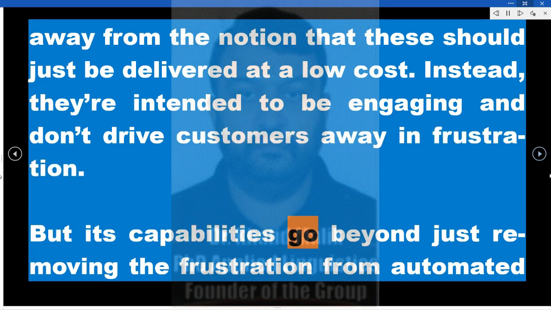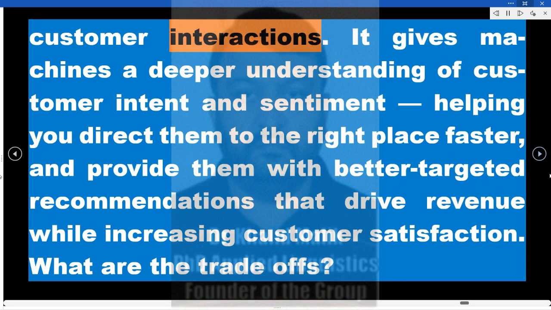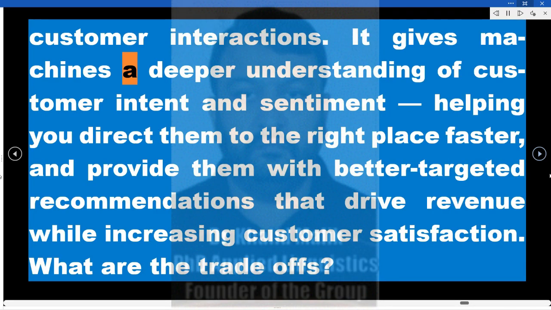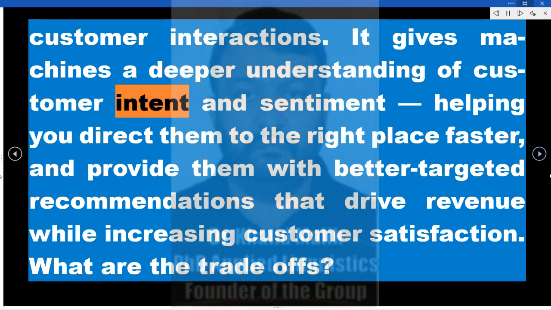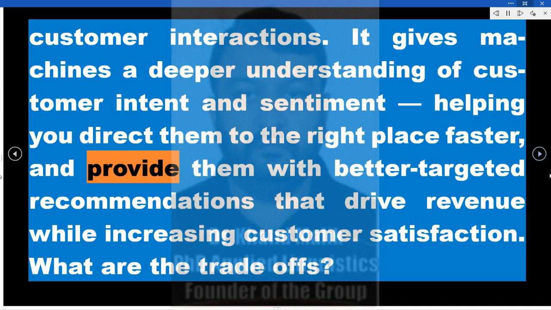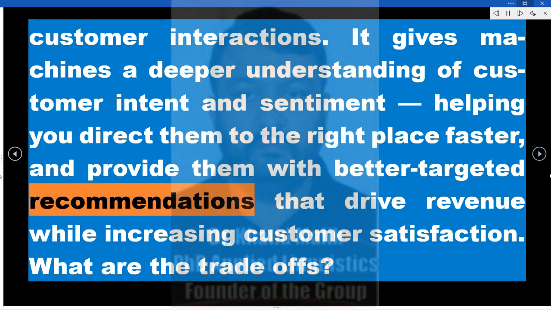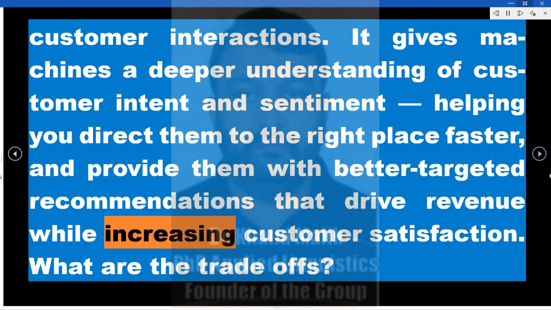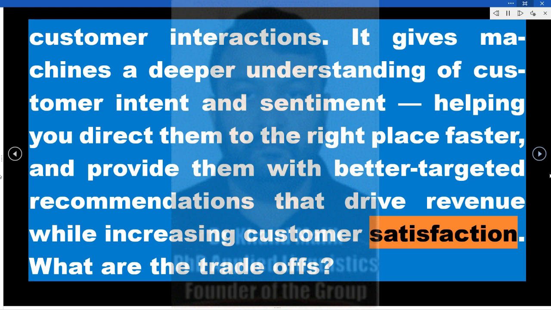But its capabilities go beyond just removing the frustration from automated customer interactions. It gives machines a deeper understanding of customer intent and sentiment, helping you direct them to the right place faster, and provide them with better targeted recommendations that drive revenue while increasing customer satisfaction.